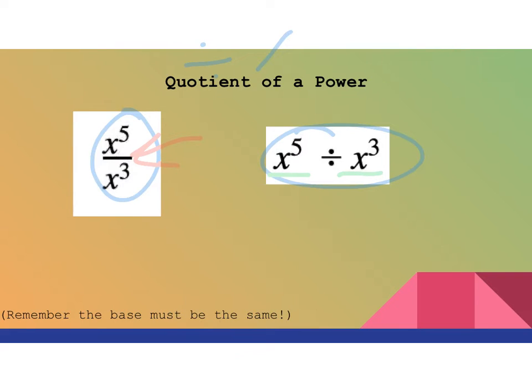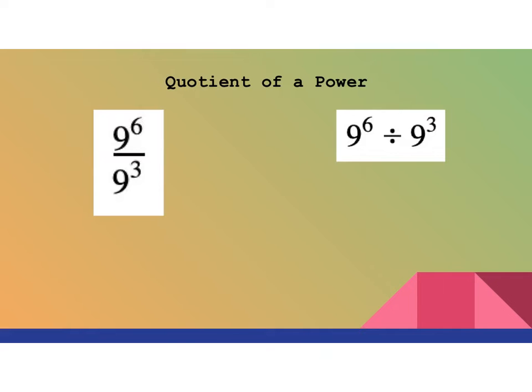And just think, if we were doing the multiplication, the product, now the quotient, let's just do the opposite. It becomes x to the 5th minus the 3rd, which gives us x to the 2nd power. We're just subtracting the exponents there. Okay? So let's take a look at this example.